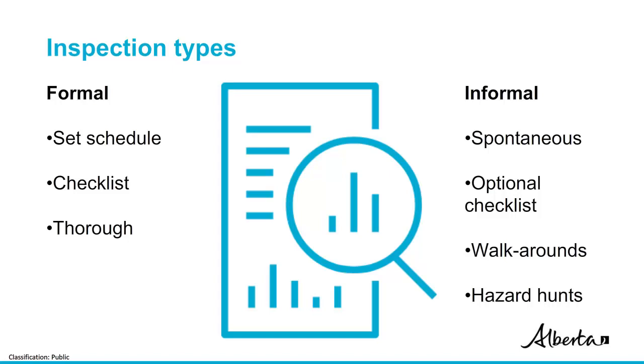Informal inspections can occur infrequently or spontaneously and may not involve documentation, unless, for instance, changes to work processes or other controls are needed. Examples of informal inspections include walkarounds or job observations, where a supervisor checks how a worker is working and gives direct feedback, including, if necessary, asking for immediate corrections. And hazard hunts, where workers survey a workplace looking for hazards.